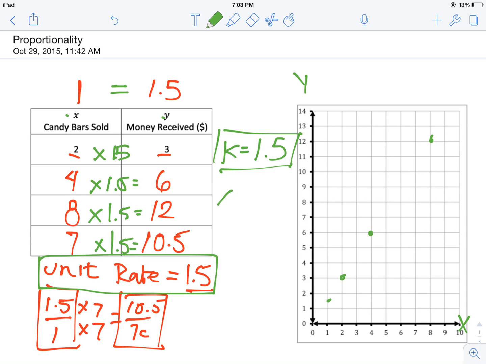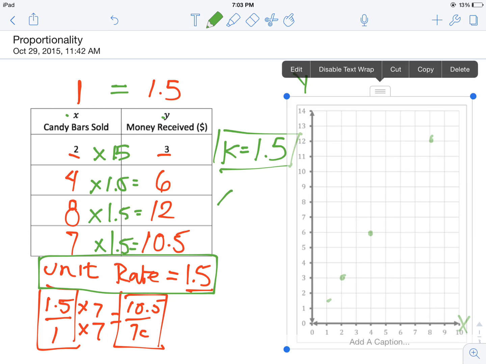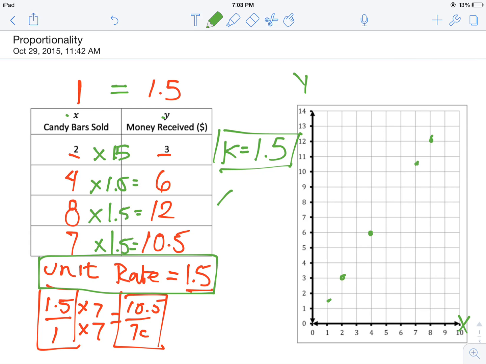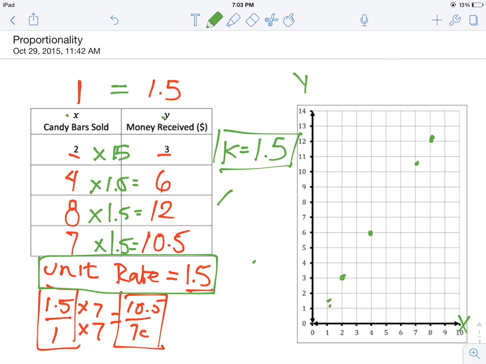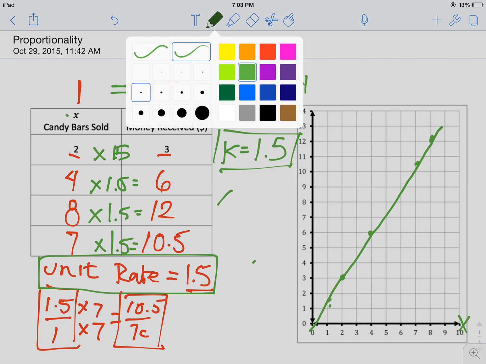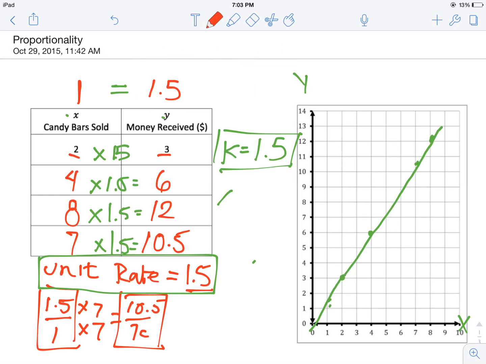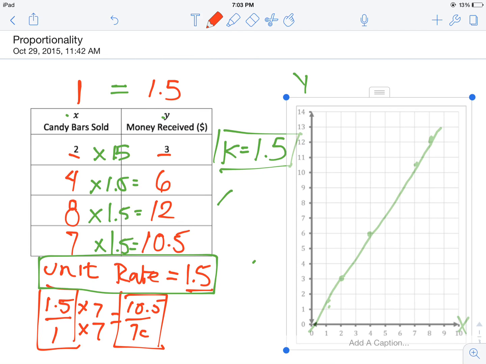7, 10.5 is right there. All right, right there. And when we look at all these points, and I connect them, what I'm going to see is that they make a straight line. And that's one clue that we're looking at proportional data here. The other clue is that the straight line passes through the origin.